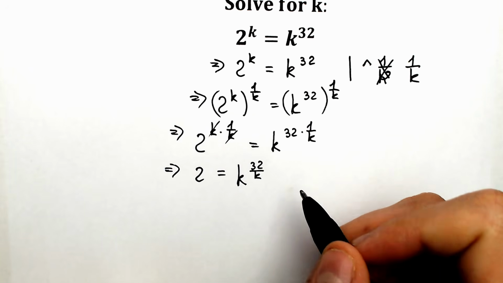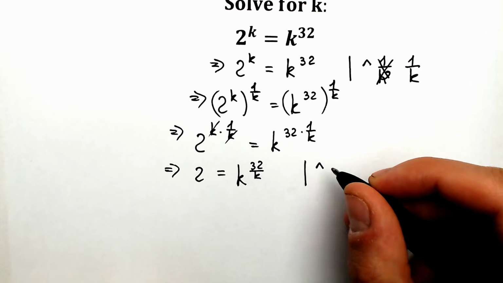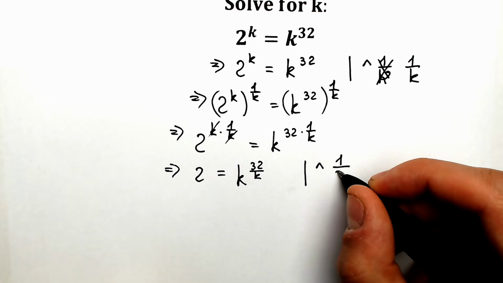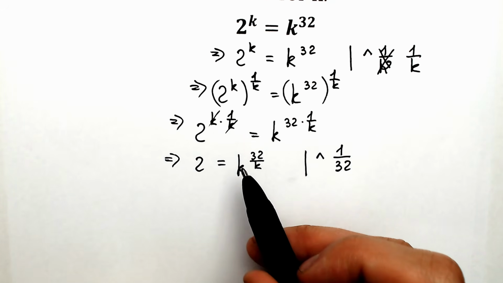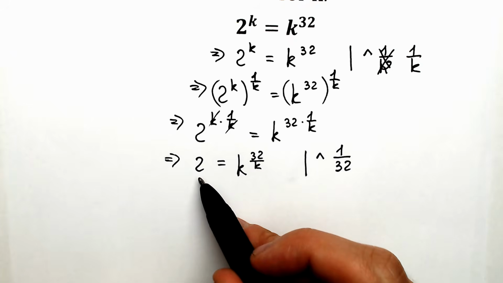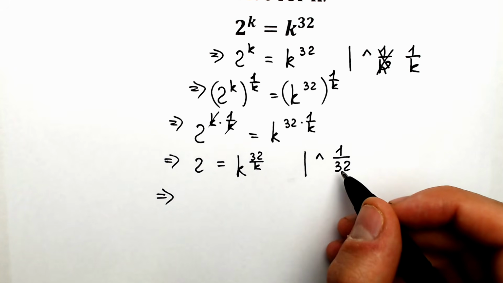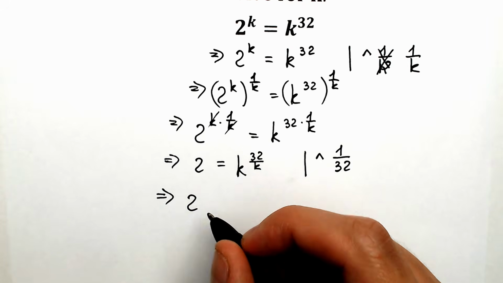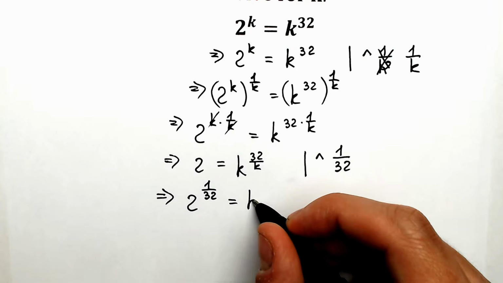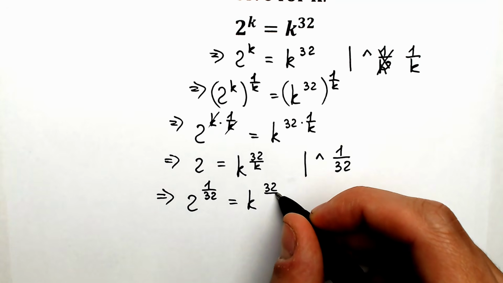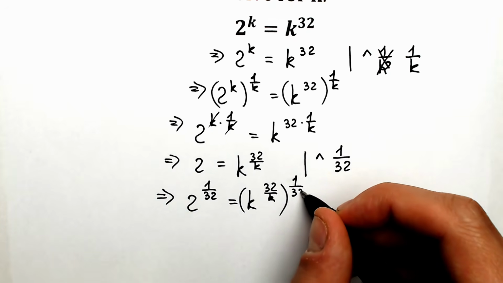So what are we going to do next? Right now, let's raise both sides to the power 1 over 32. This is our next step. Because as I said before, we just want to split our variables on one side and the constant on the other side. So we're raising both sides to the power 1 over 32. We have 2 to the power 1 over 32 equal to k to the power 32 over k, raised to the power 1 over 32.